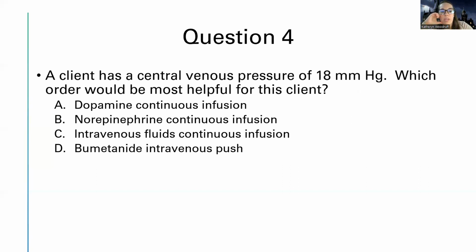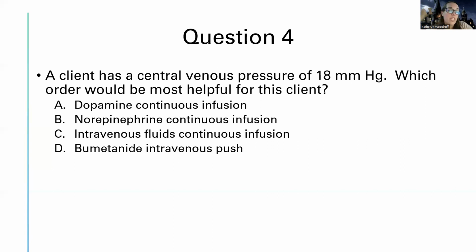So dopamine continuous infusion. Well, this is a medication that's going to help increase my heart squeeze, my contractility. That might move some fluid forward, but it's not going to be very helpful if I just have too much fluid in general. It doesn't get rid of fluid. Norepinephrine, well, that helps to squeeze my blood vessels and constrict them, but it does not help to get rid of fluid. Intravenous fluids, continuous infusion, definitely don't want that. And a lot of times this is what you're going to see. You're going to see at least one answer in there that's the opposite of what you want. So if you didn't know that that CVP is high, a lot of students might choose this because they don't know which direction we are.